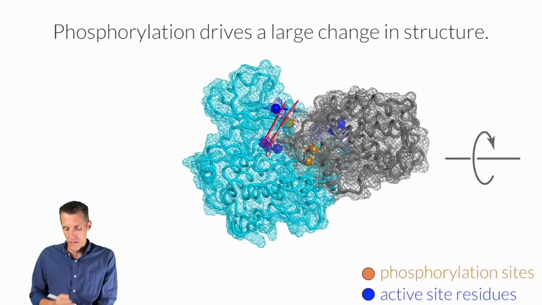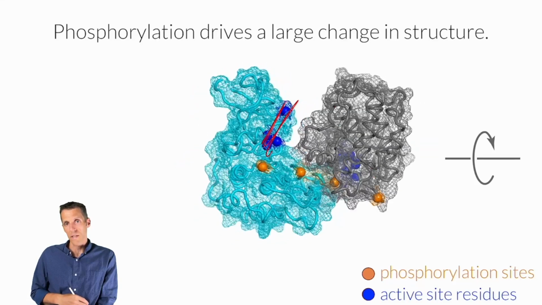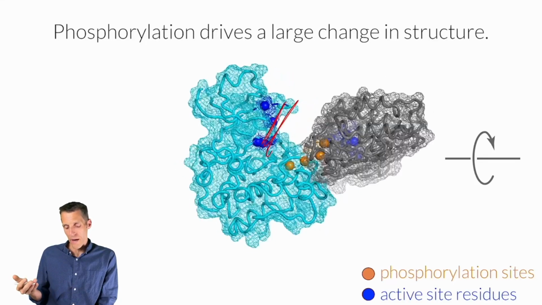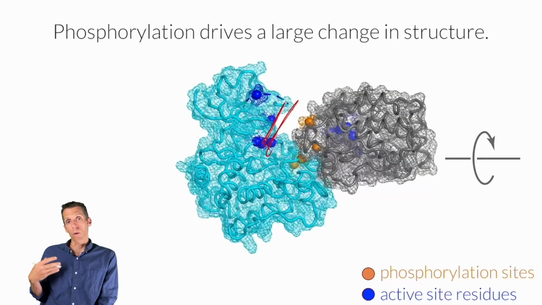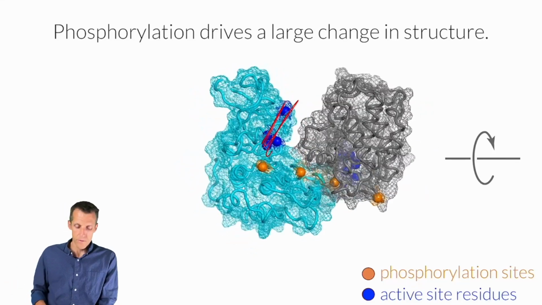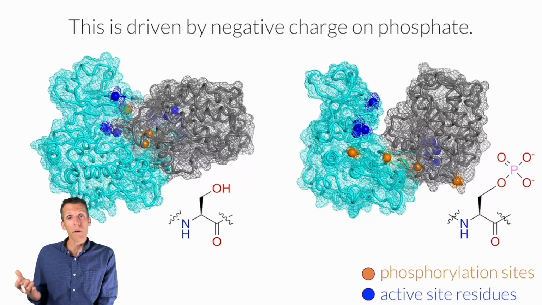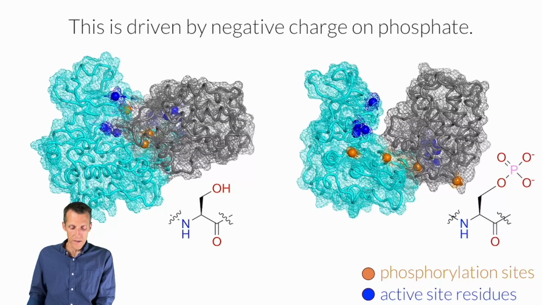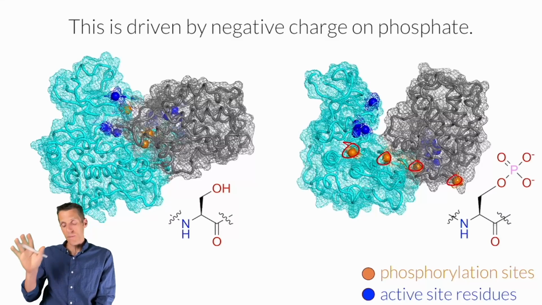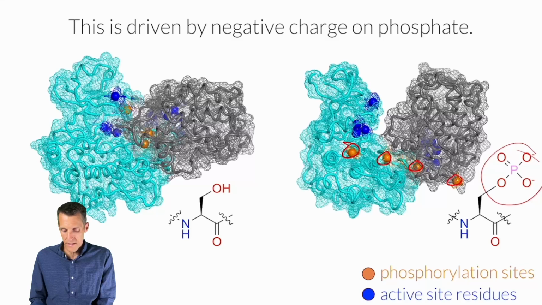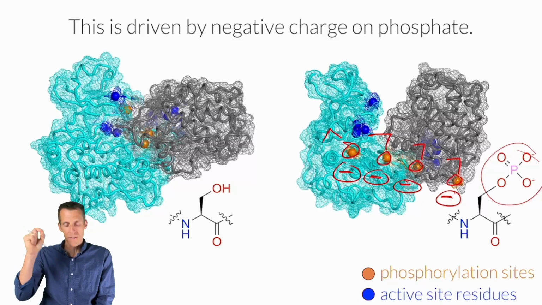So the site is buried here, and then now it's exposed, right? It's open and accessible. When we go back to the unphosphorylated form, it's buried. And now when it's phosphorylated, the active site is exposed. And this is driven actually by a negative charge on the phosphate. So here are the phosphates in the active form. They're all happily exposed to water. A phosphate is negatively charged, so we get a bunch of negative charges. But this is okay because they're happily interacting with water molecules. So those wedges are waters with their oxygen at the tip and the hydrogens at the bottom.